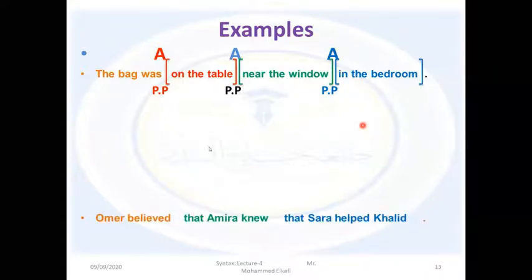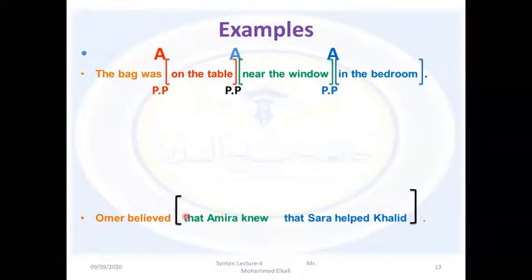The second example is that Omar believed that Amira knew that Sarah helped Khalid. So we have here some components. Omar is the subject and believed is the main verb of this sentence, and this part enclosed in black brackets is the object of the sentence. So that Amira knew that Sarah helped Khalid is working as the object of the sentence.